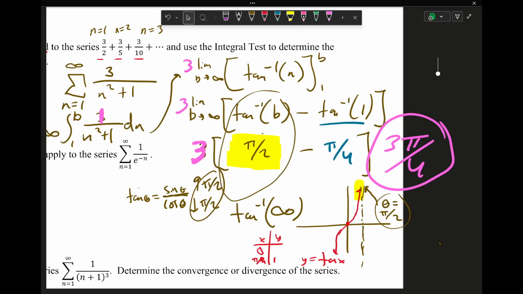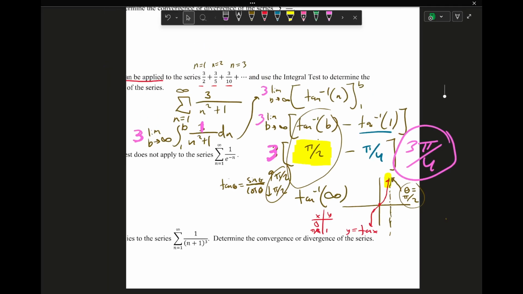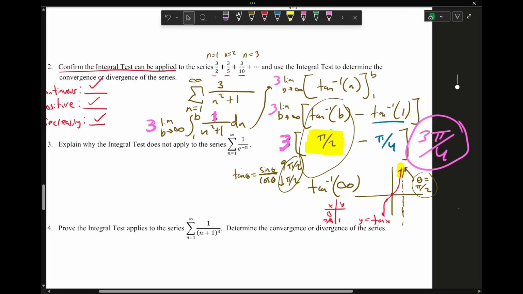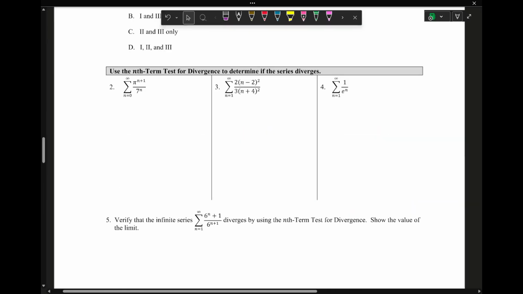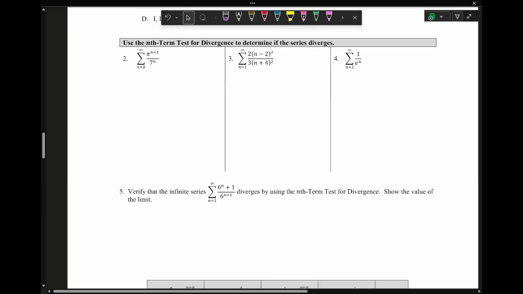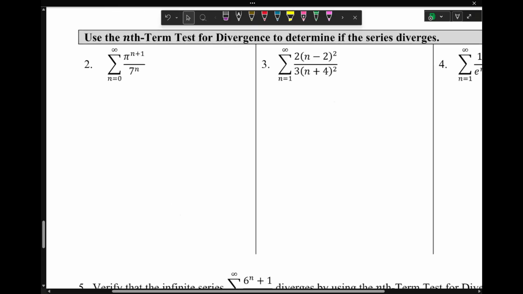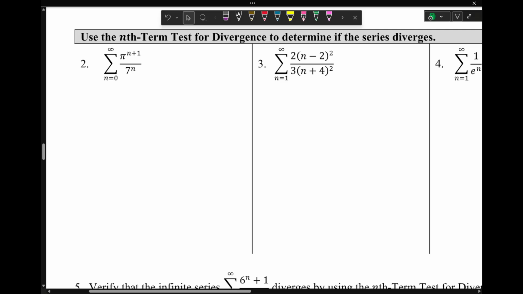What else have you found? Number 2 on 10.3. Okay, this one says, use the nth term test for divergence to determine if the series diverges. Now, to be fair, these directions are not great based on what they're going to expect out of you here.